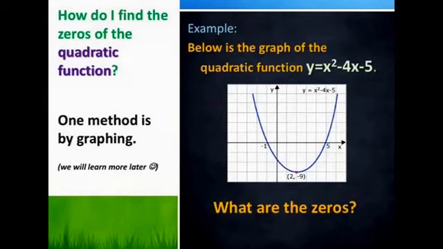How do I find the zeros of a quadratic function? Below, the graph of the quadratic function is given. So now I'm just going to have you guys figure out where the zeros are. What are the zeros? One method we can use for solving quadratic equations is by graphing. We're going to learn more throughout the week. But for this graph, using graphing, what are the zeros of the function?